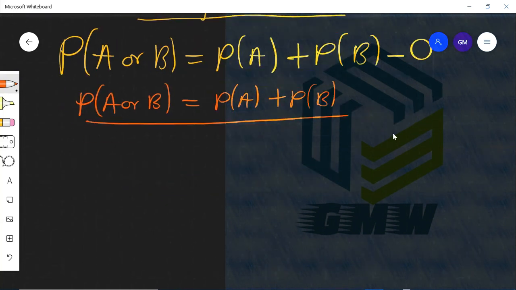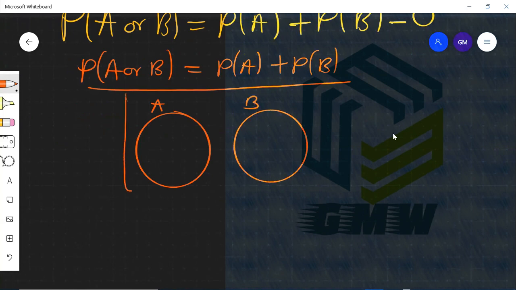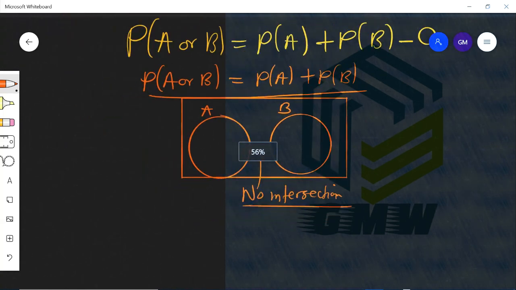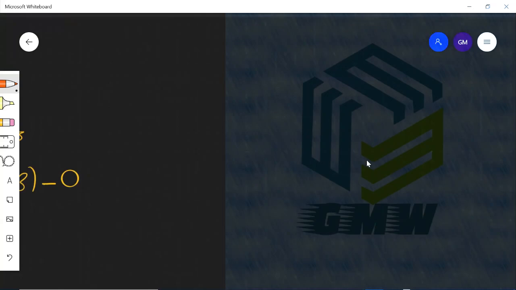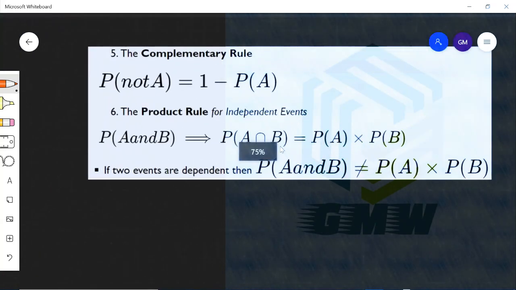In terms of diagrams, it means you will have a circle for A and a circle for B, but the two are not joined. There is no intersection. Are you following? You don't have intersection. Are you getting me now? Okay, done.